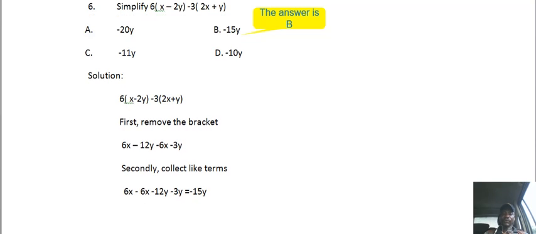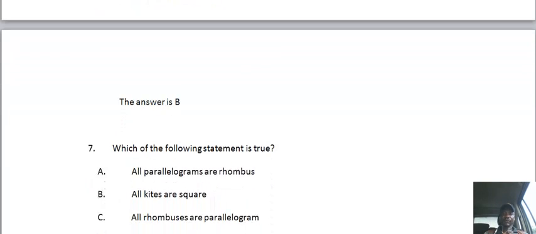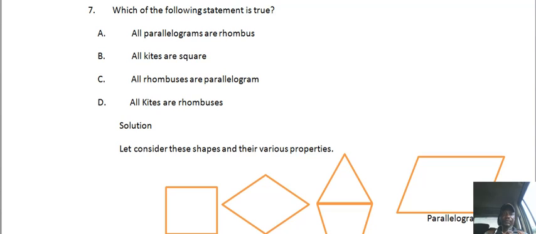Let's go to question 7 now. Question 7 says, which of the following statements is true? They said: A, all parallelograms are rhombus; B, all kites are square; C, all rhombus are parallelogram; D, all kites are rhombus. So which of these statements from A to D is correct? If we look at it very well, we'll be able to decide which one is correct. So let's look at our solution.